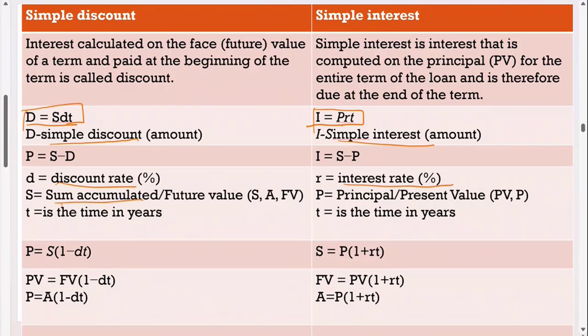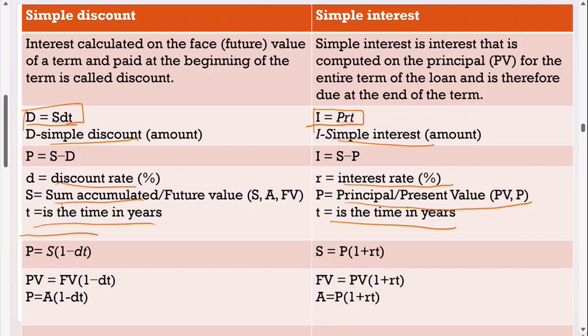Here you've got the sum accumulated. Here you are talking about the principal value. The time is still time. We still follow the same procedure. The time should be in years, and if you've got a time that is less than a year, you have to divide it by the unit of that time to convert it to an annual time, a year.